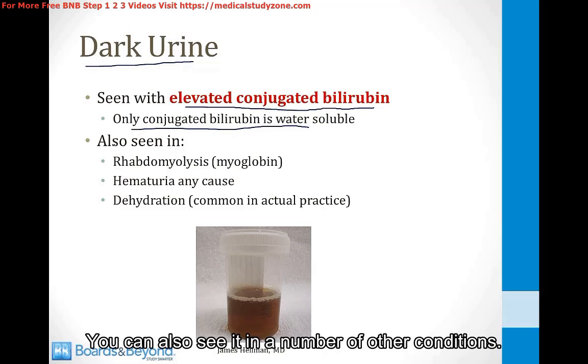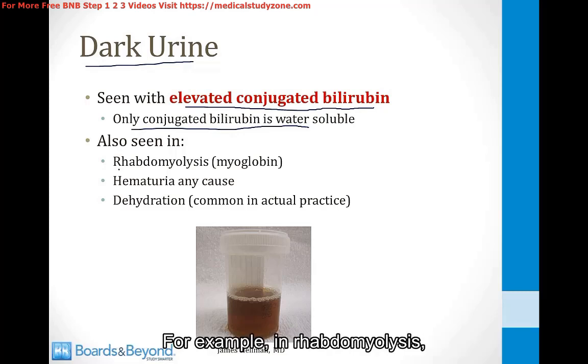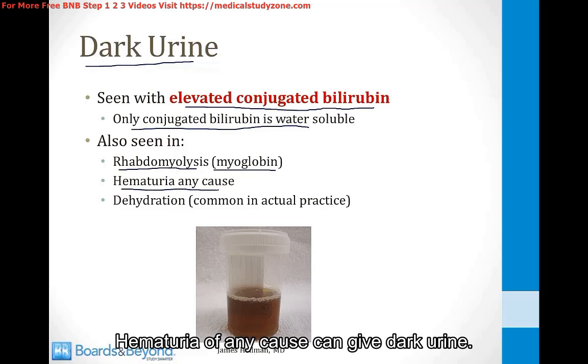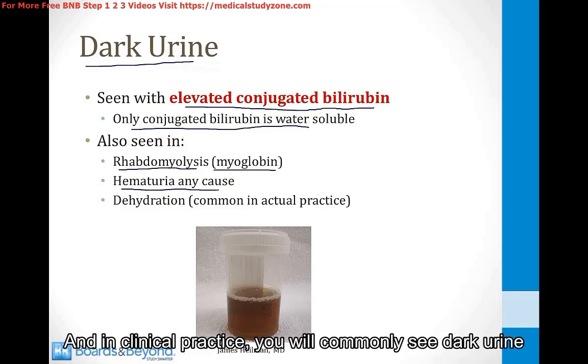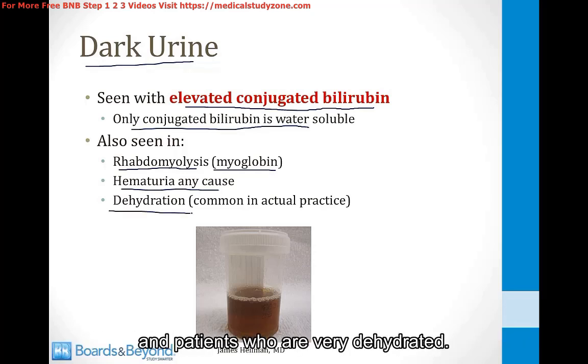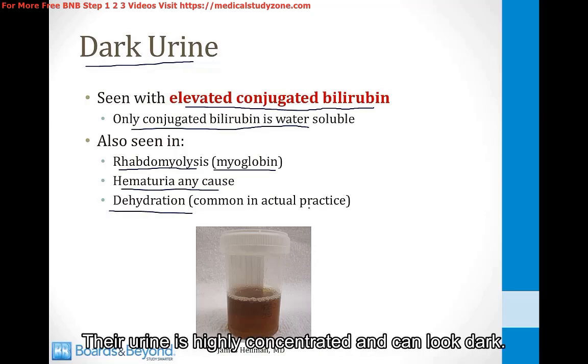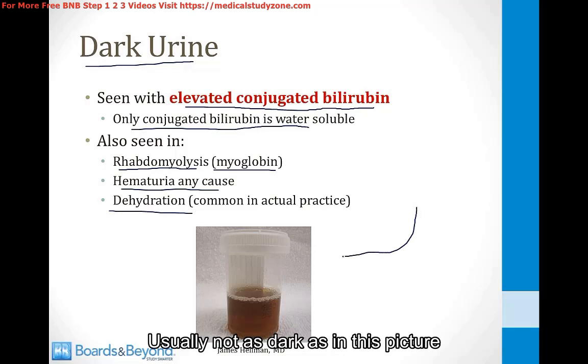Now, just as a reminder here, dark urine is not unique to elevated conjugated bilirubin. You can also see it in a number of other conditions. For example, in rhabdomyolysis, you spill myoglobin into the urine. That can make it dark. Hematuria of any cause can give dark urine, and in clinical practice you will commonly see dark urine in patients who are very dehydrated. Their urine is highly concentrated and it can look dark. Usually not as dark as in this picture, but it can look darker than normal.